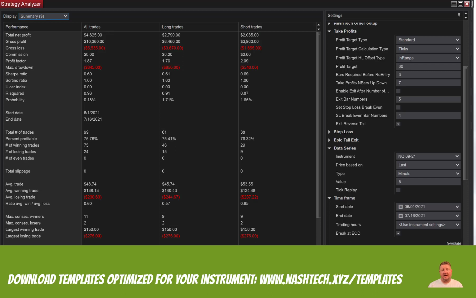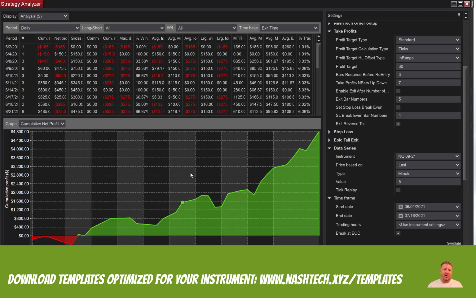The MNQ and the MES actually look really good. This looks pretty decent. Look at that risk reward there. Look at this: max drawdown 650, net profit 4,800, 100 trades, 99 trades, 75% profitable. This is the NQ, so not the MNQ. Trades pretty well, I like this equity curve. Dips don't seem too bad.